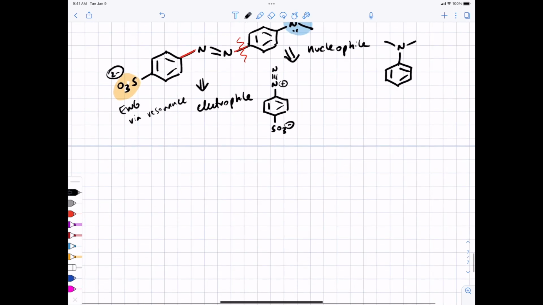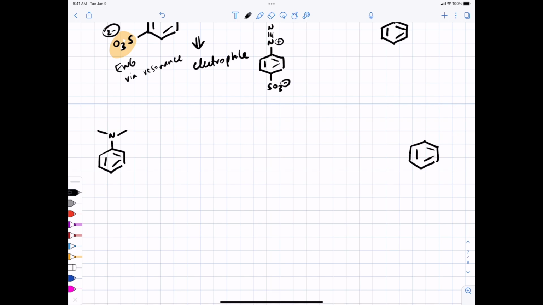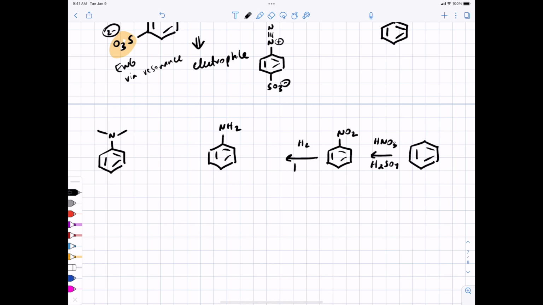How do I make, my allowed starting material is benzene, how do I make that dimethyl aniline from benzene? Forget about the methyl groups. Do I know how to make something like this? Yeah, I just showed you how to do that, right? That's the nitration to give you the nitro group, followed by the palladium catalyzed reduction of nitro to aniline.